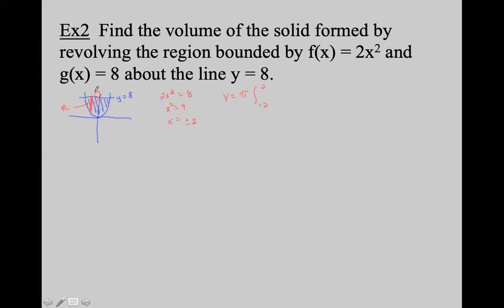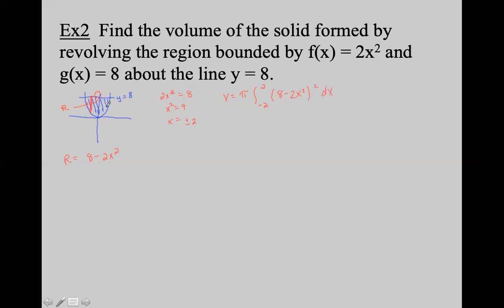Now let's talk about what our big R is here. You did this a couple lessons ago. The height of this is the difference between these two curves. If I go all the way up to the top, that'd be 8. If I go to the curve, that would be 2x squared. So the height of the representative rectangle is 8 minus 2x squared. So my big R in this case is equal to 8 minus 2x squared. So I have 8 minus 2x squared, squared. Pi times the radius squared, pi R squared, dx.